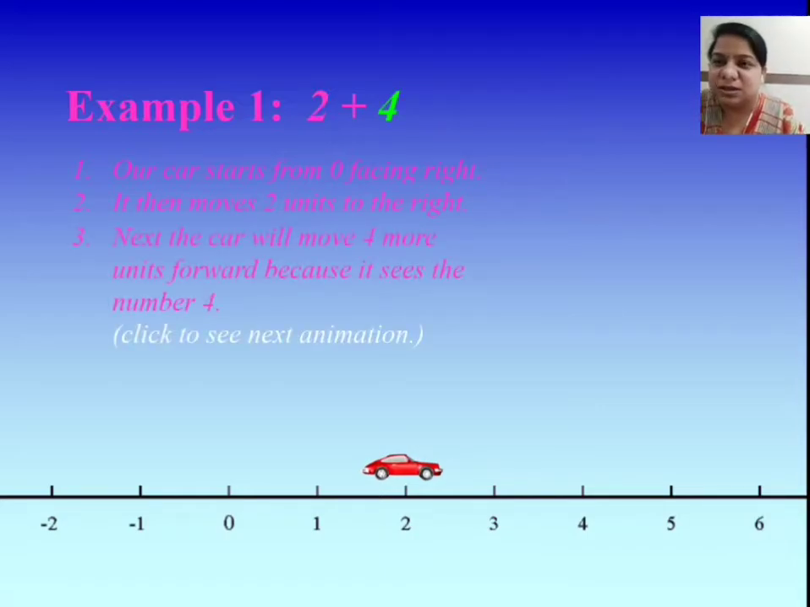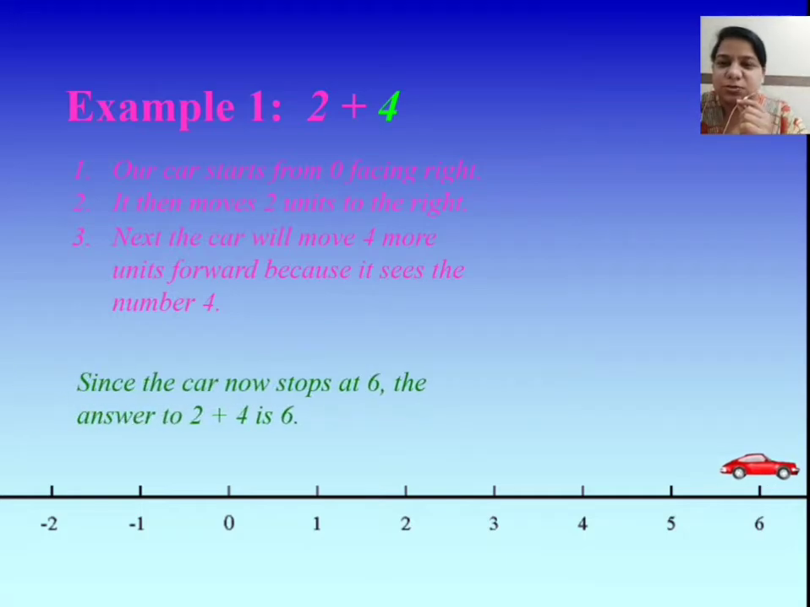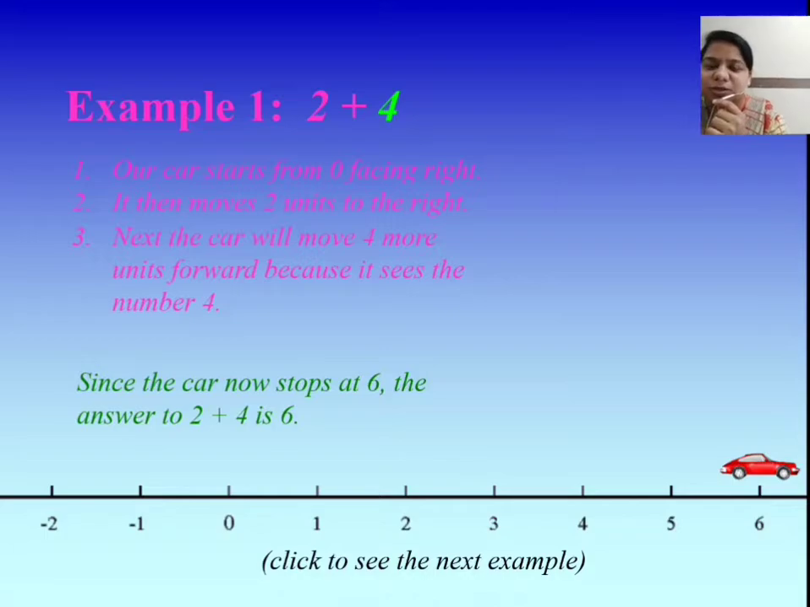Next is the addition sign, so there is no need to change the direction. The next integer again is plus 4, so it will go 4 steps forward in the same direction. Just check, after 2 it is going 4 steps forward. Now the car is at 6. So 2 plus 4 we have concluded from the number line: 2 plus 4 will become 6.